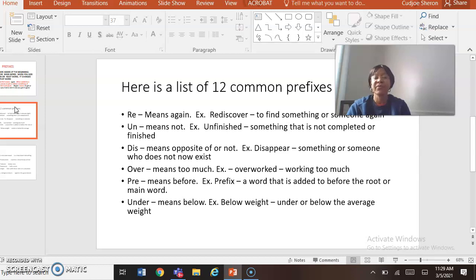So disappear, something or someone that was once there, but now they don't exist, it's gone. Over means too much. So if you're overworked, it means you're working too much. Pre means before, like the word we're learning about, prefix. Pre, a word that is added before the root or main word fix. Put the word together. Under means below. Example, underweight means under or below the average weight.